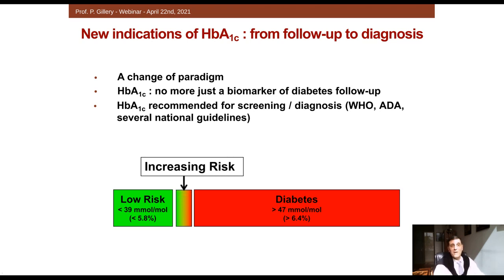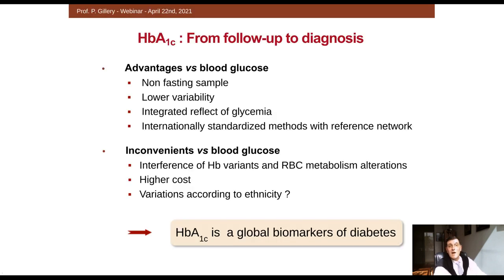And with HbA1c, it's possible to evaluate the level of risk, from a low risk, when HbA1c is lower than 39 millimole per mole or 5.8%, to diabetes when it is over 47 millimole per mole or 6.4%.